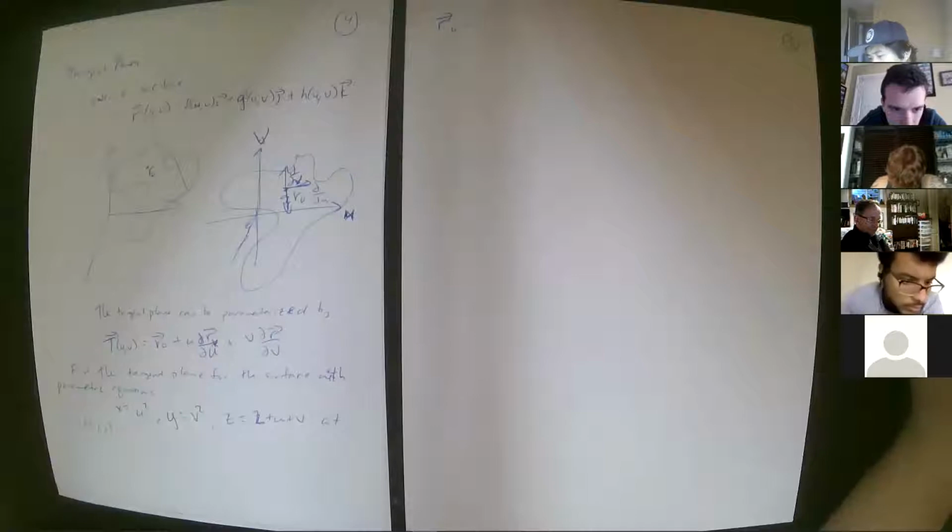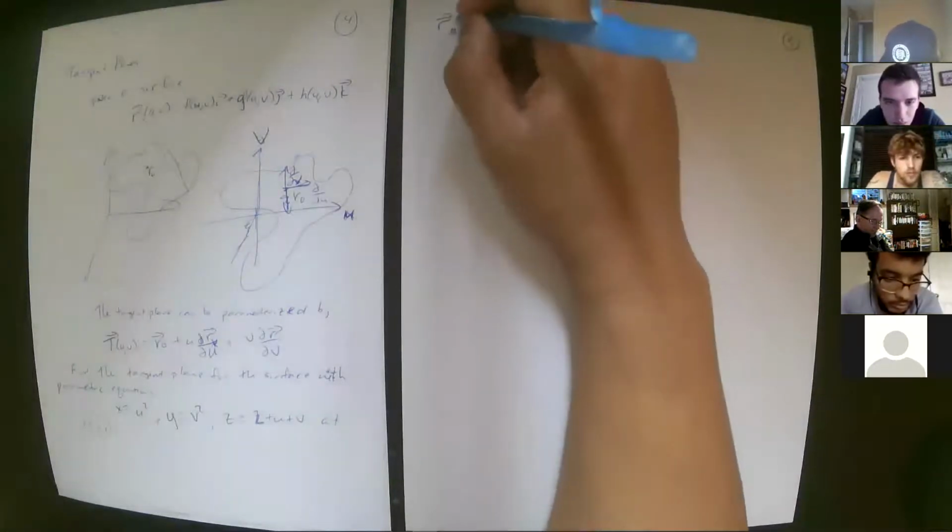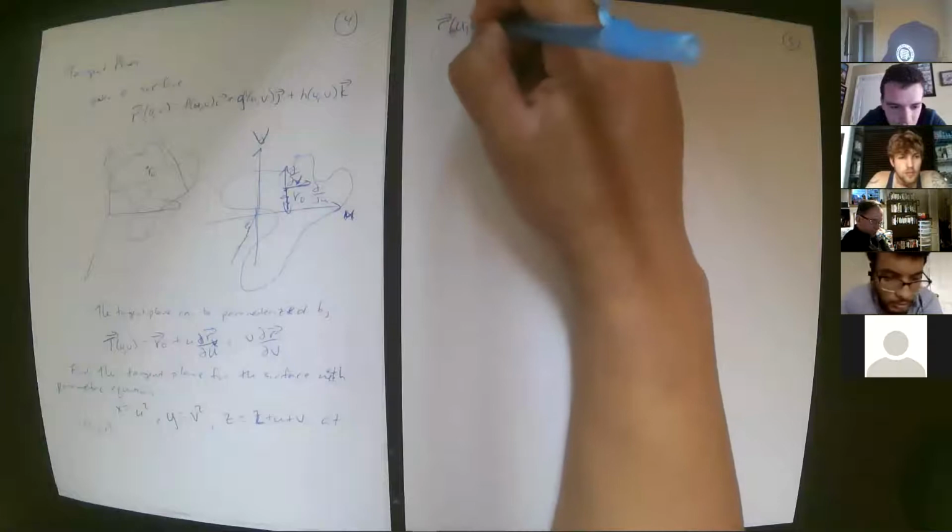Isn't it just a constant? Why is it a constant? Because we don't have any u's. Where? Right, like you said, the derivative of r with respect to u. So it's not the same thing.